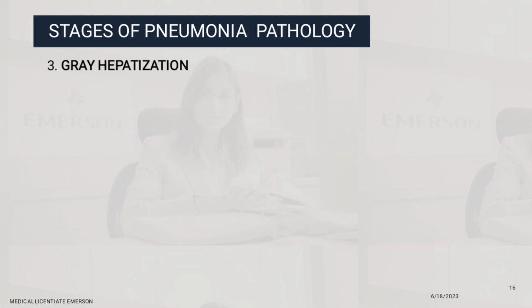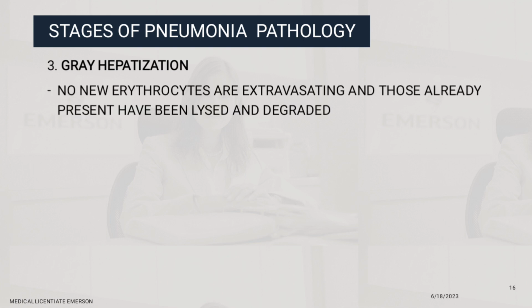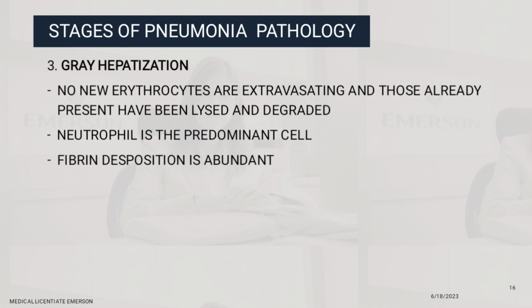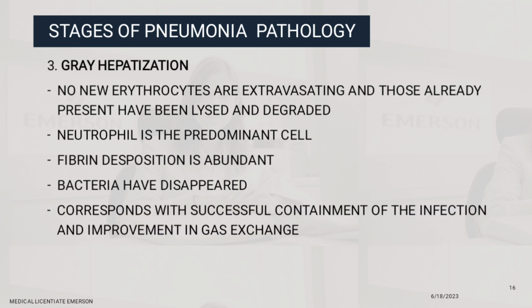Then stage 3, we can have gray hepatization, where we have no new erythrocytes extravasating, and those already present have been lysed and degraded. The neutrophils are the predominant cells. Then fibrin deposition is abundant. Okay, then bacteria have disappeared in the gray hepatization. Then it corresponds with successful containment of the infection and improvement in gaseous exchange.